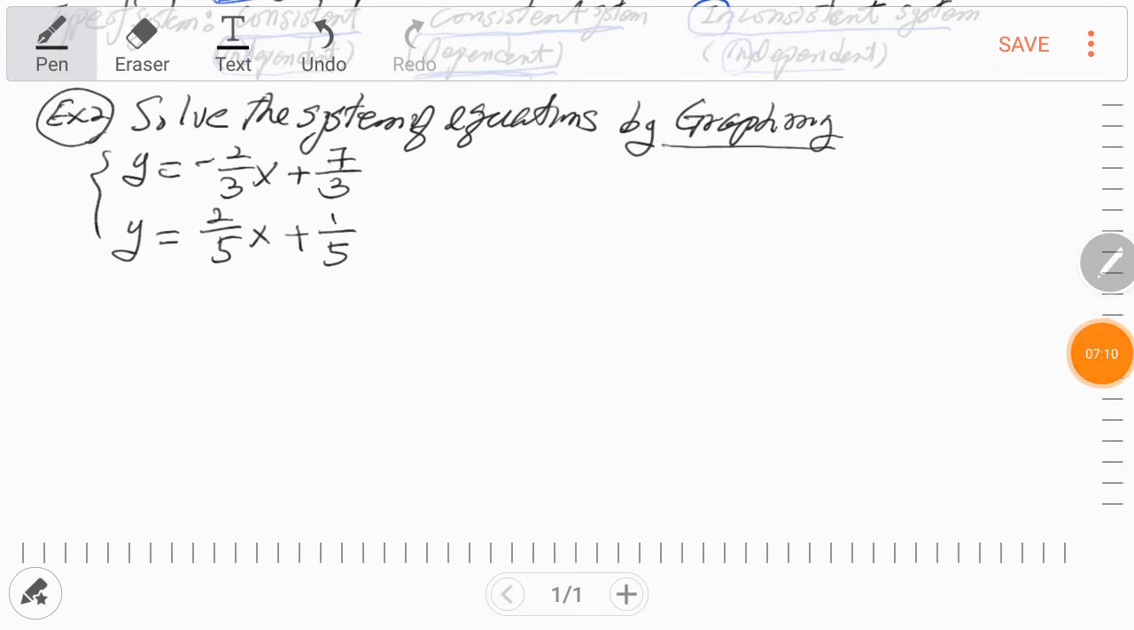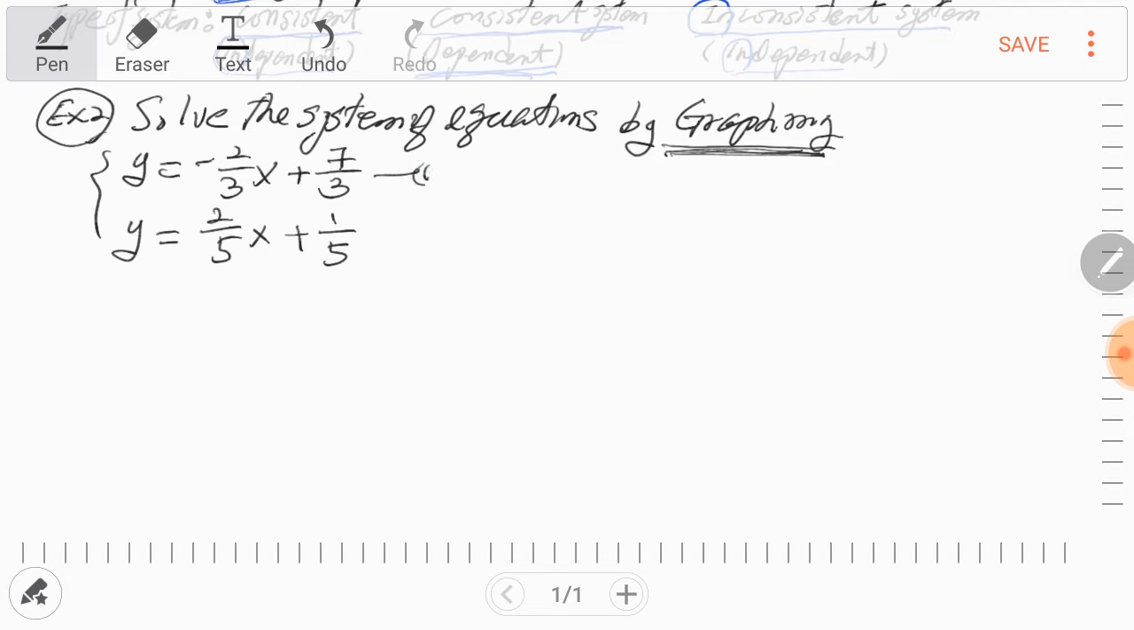In this exercise number 2, we will solve this system of equations by graphing. Actually, graphing is not an efficient method. We will learn a different method later on, but since we need to solve this by graphing, the graph has to be accurate. So let's try to sketch the graph as accurately as possible.